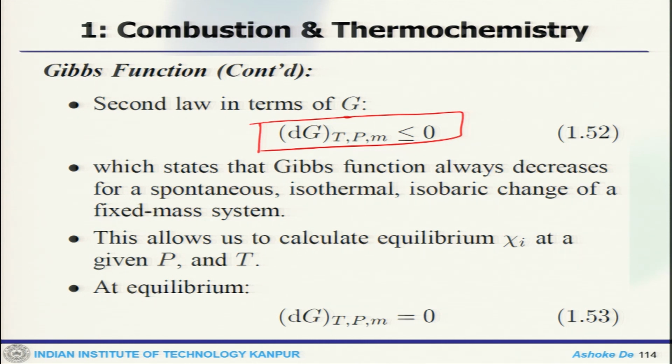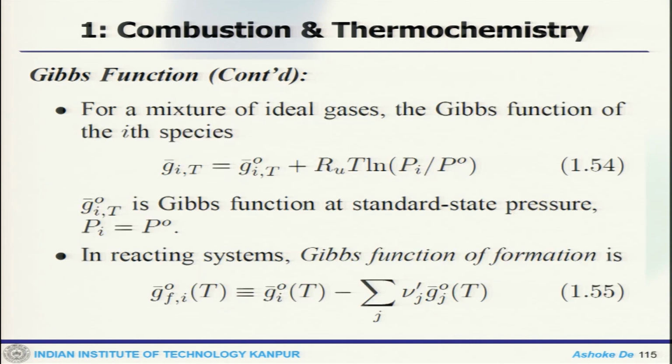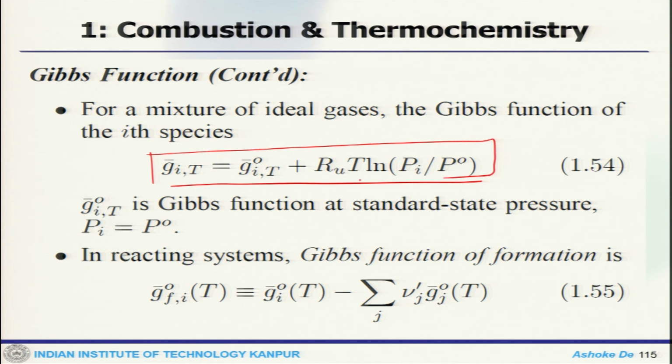So, this will allow us to calculate the mole fraction at a given pressure and temperature, and when it is at equilibrium, the change should be 0. So, once the change is 0, from the equilibrium one can find out the Gibbs function. Now, for a mixture of ideal gases, the Gibbs function of the i-th species can be given. Again, these are very basics of your thermodynamics, or rather basics of your combustion processes, and this would be very much required once we go along. So, this is the Gibbs function at standard state and pressure.